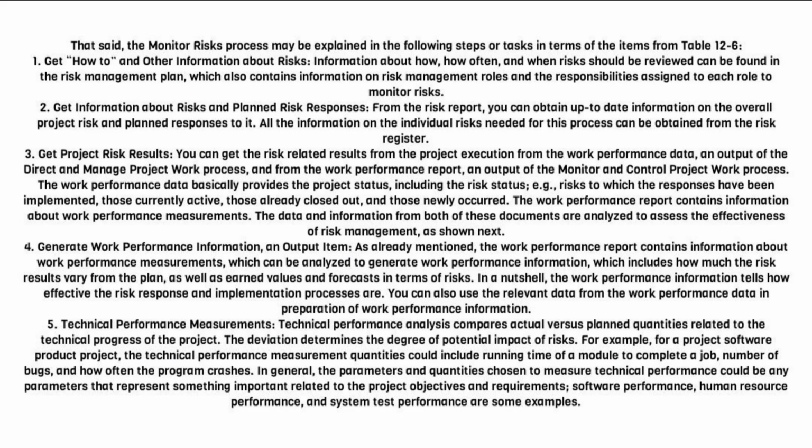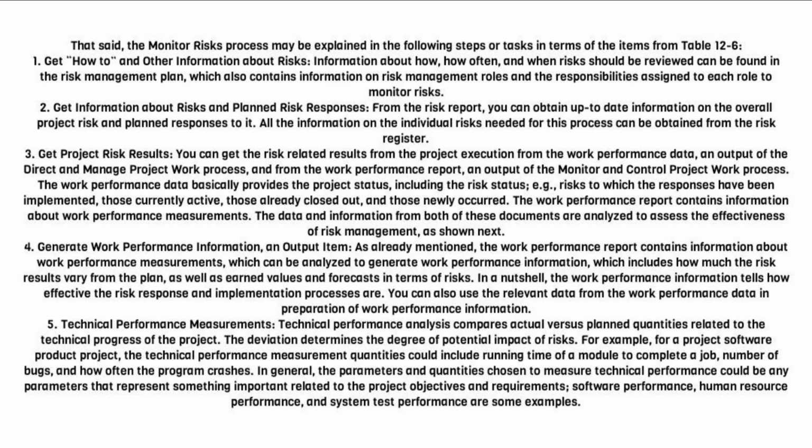That said, the monitor risks process may be explained in the following steps, or tasks, in terms of the items from Table 12.6. 1. Get how-to and other information about risks. Information about how often and when risks should be reviewed can be found in the risk management plan, which also contains information on risk management roles and the responsibilities assigned to each role to monitor risks. 2. Get information about risks and planned risk responses. From the risk report, you can obtain up-to-date information on the overall project risk and planned responses to it.